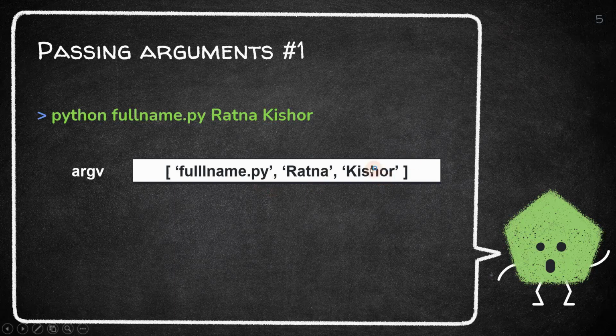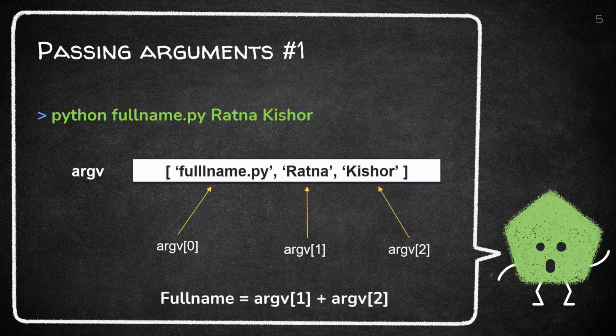See, all these elements are strings. Now I can access the file name by using index 0. Then argv of 0 gives us the name of the file. In the same way, by using index 1, we can access argument 1. Argv of 1 gives us the first argument, that is Ratna. In the same way, argv of 2 gives us the second argument, that is Kishore. Now within the script I can get the full name as argv of 1 concatenated with argv of 2. Since argv of 1 and argv of 2 are both strings, I will get the full name as a string.